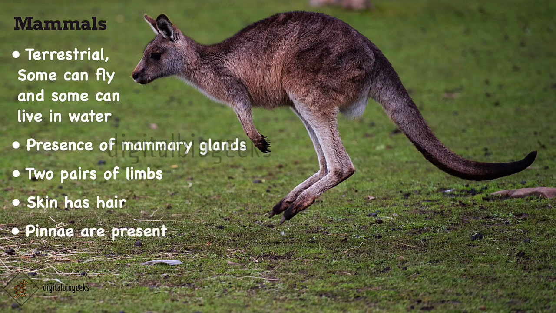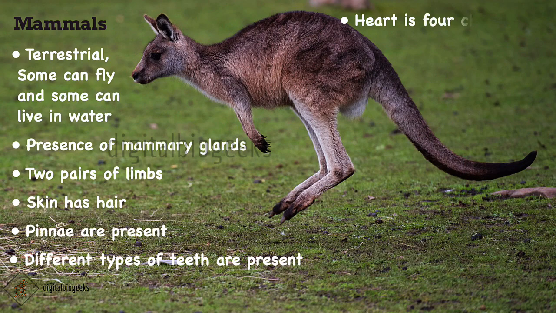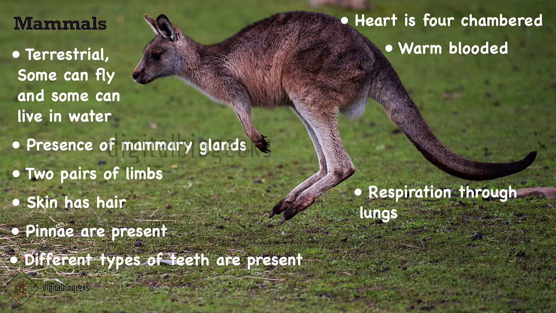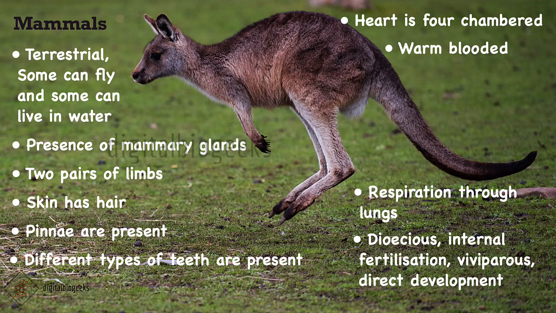External ears called pinnae are present. Different types of teeth are present on the jaws. Heart is four-chambered with two auricles and two ventricles. They are warm-blooded animals and respiration is by lungs. Sexes are separate and fertilization is internal. They are viviparous animals and the development is mostly direct.